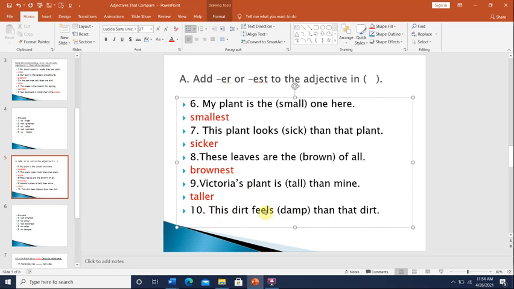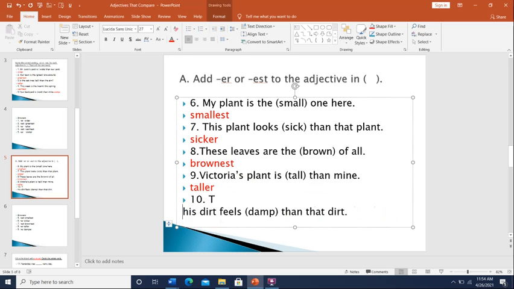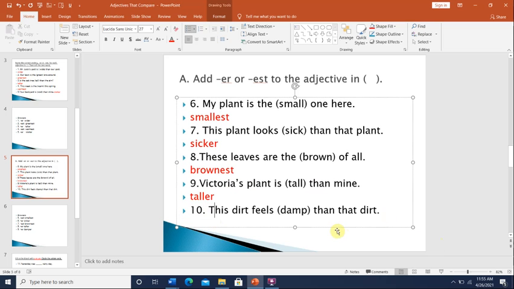Okay, this dirt feels damp than that dirt. I'm sorry, so we're comparing the dirt, this soil and that soil. So you also add ER. Okay.